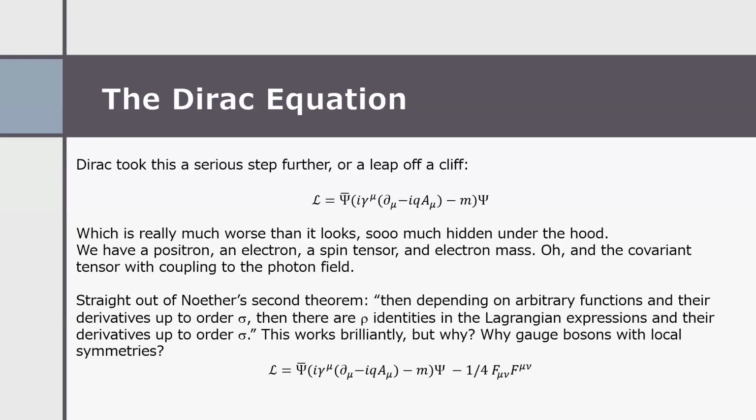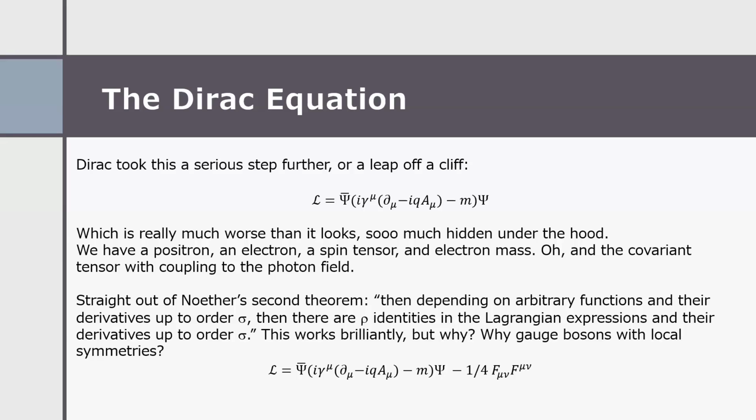What he threw in is this gamma mu, which is a set of spin tensors. And behind that, on the left side of the Lagrangian, we've got the d mu and i q A mu. That's the kinetic energy. Minus m psi, the mass, is giving you the potential energy.